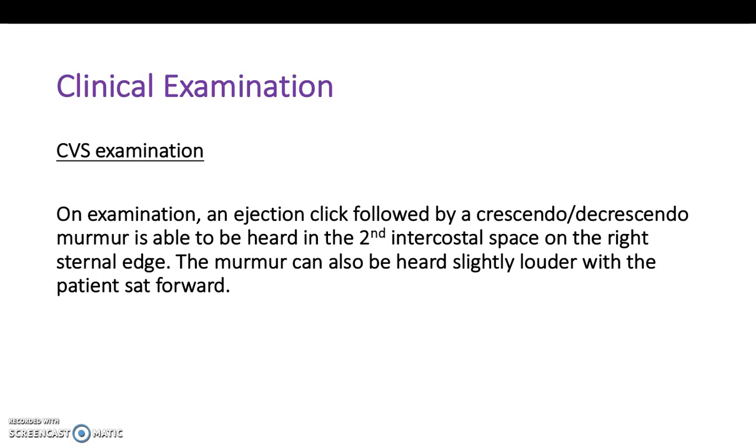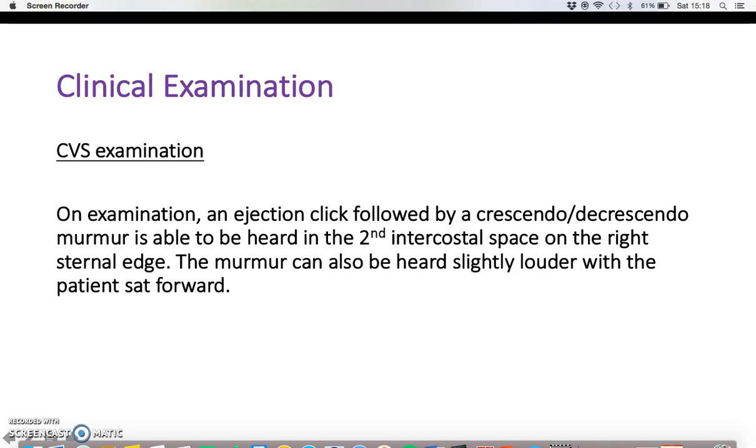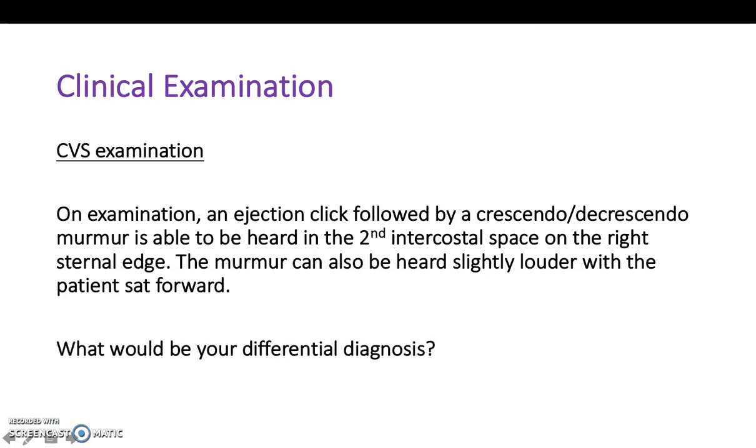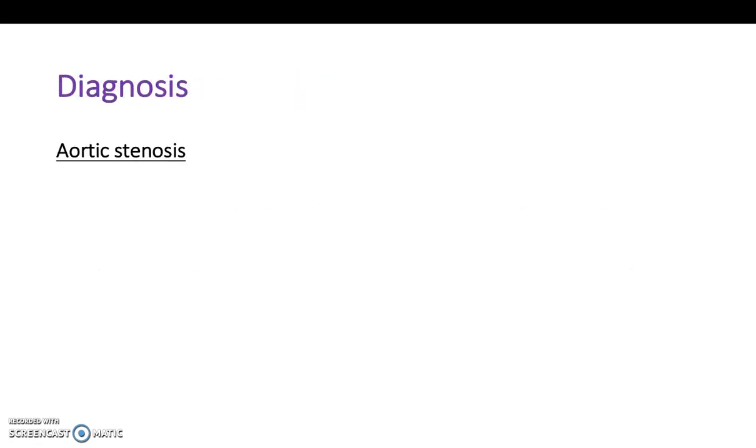So obviously we want to do a CVS examination. On examination, an ejection click followed by a crescendo-decrescendo murmur is able to be heard in the second intercostal space on the right sternal edge, and the murmur can also be heard slightly louder with the patient sat forward. So what would be your differential diagnosis? Again, you can pause the video. So the diagnosis would be aortic stenosis.